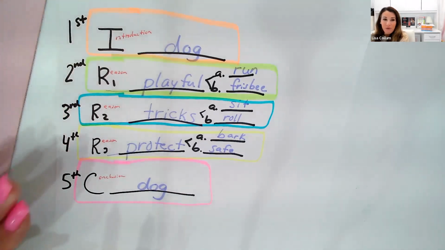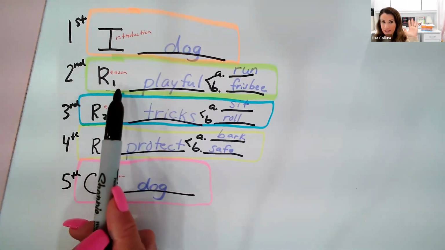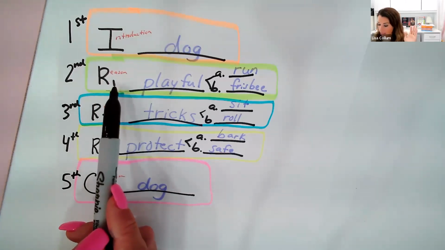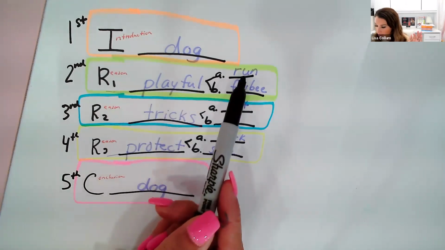This is your roadmap for every single paragraph. You're not going to have to raise your hand when you get to your second paragraph and say, what do I write about? Because for your second paragraph, it's right here in the green. Playful, run, and Frisbee.